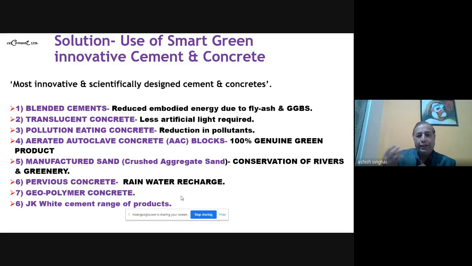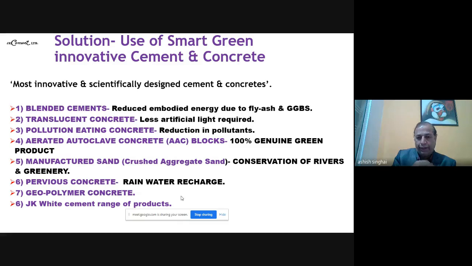We have got pollution eating concrete. There are certain concrete materials available now, not in India, but in some other countries, which can be put on the top of that building as a coat, and that particular product has the ability to absorb the pollutants. So I'll give some light on that.